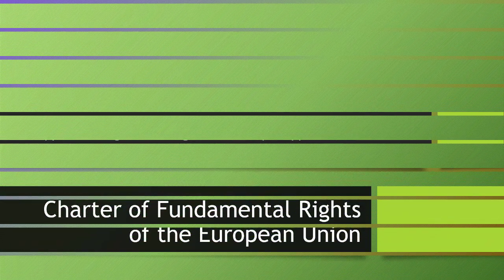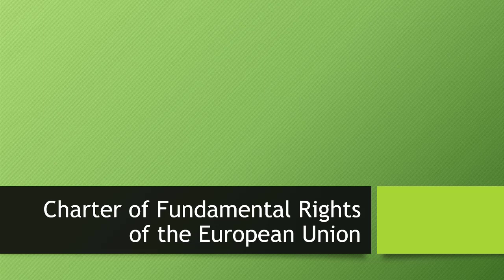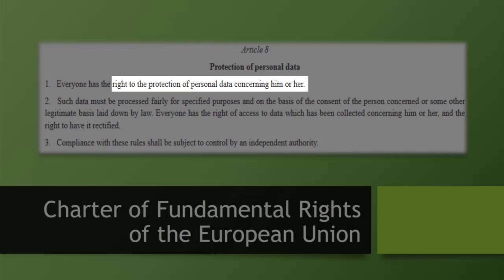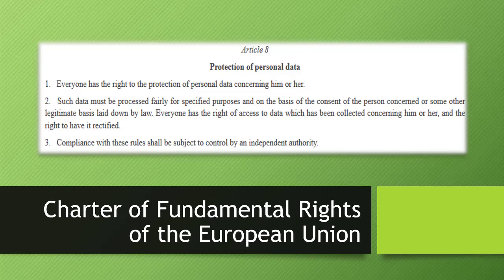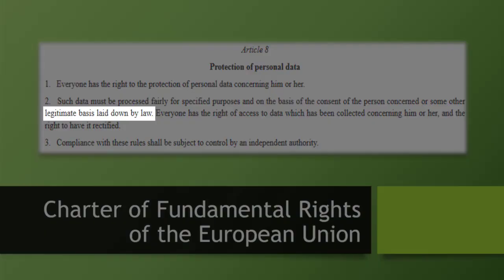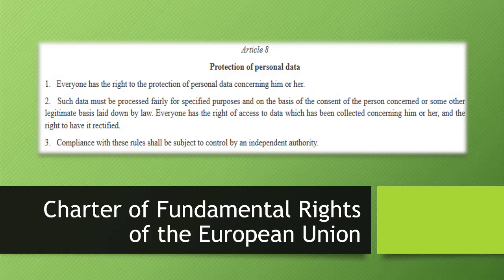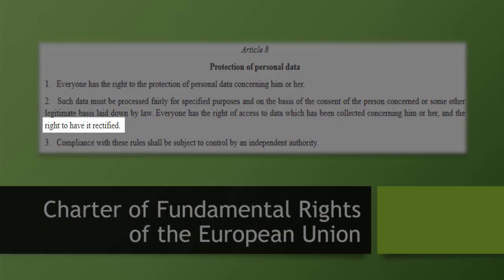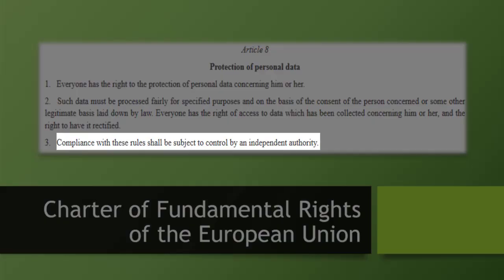Long before the GDPR came into force, data protection was already an important issue in the EU, and it was guaranteed as a fundamental right in the Charter of Fundamental Rights under Article 8. This article states that everyone has the right to the protection of personal data concerning him or her, that such data must be processed fairly for specified purposes and on the basis of the consent of the person concerned, or some other legitimate basis laid down by law. That everyone has the right to access the data collected concerning him or her and the right to have it rectified. And also that compliance with these rules is controlled by an independent authority.